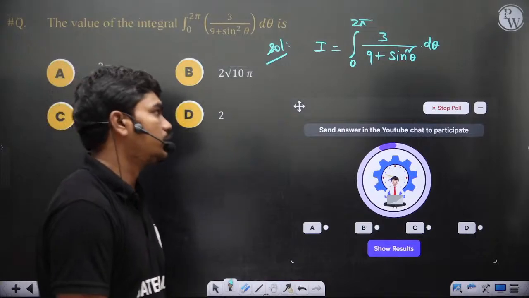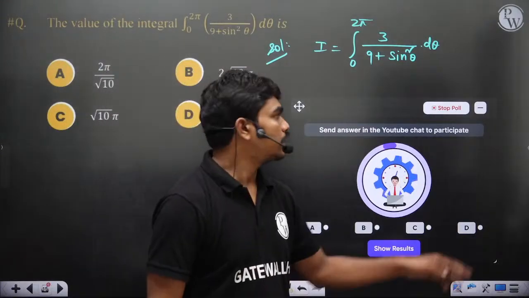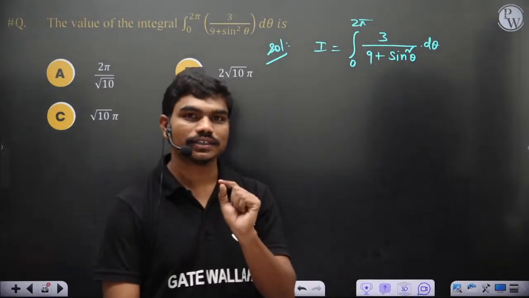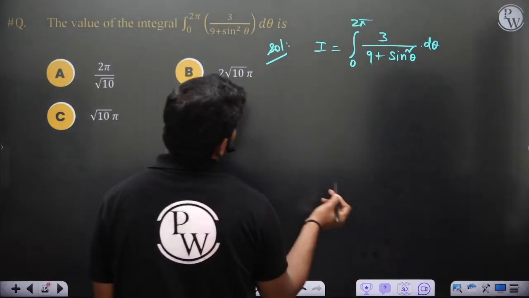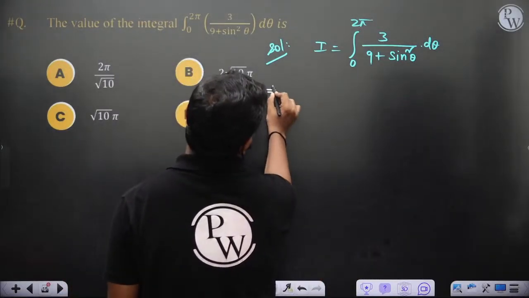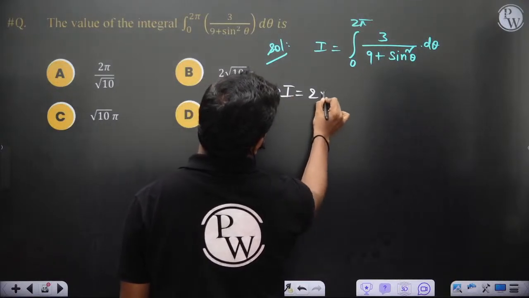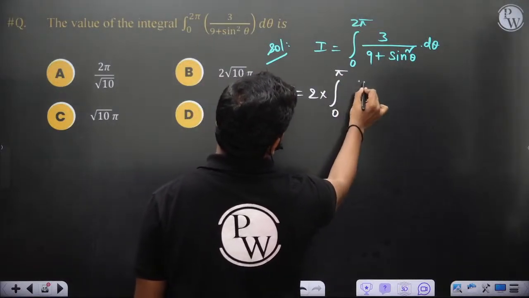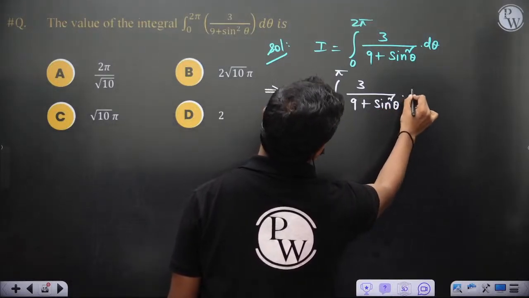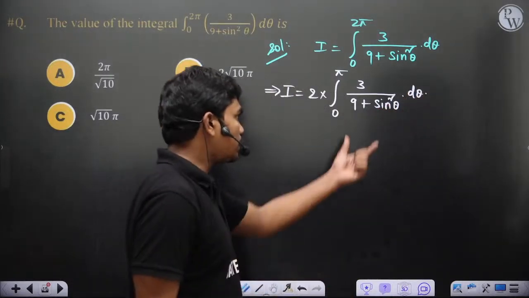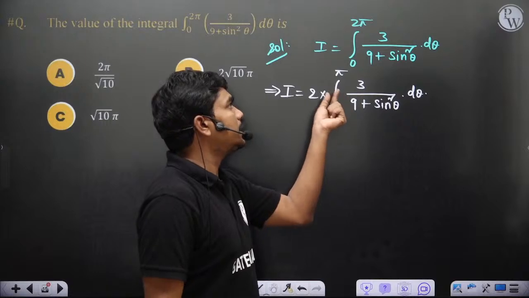So that's why attending classes continuously is very important. Okay, so let's check what would be the value. Can I write this as I is equal to twice integral 0 to pi 3 by 9 plus sine square theta d theta. The reason is this function sine square theta is same as sine 2 pi minus theta whole square.